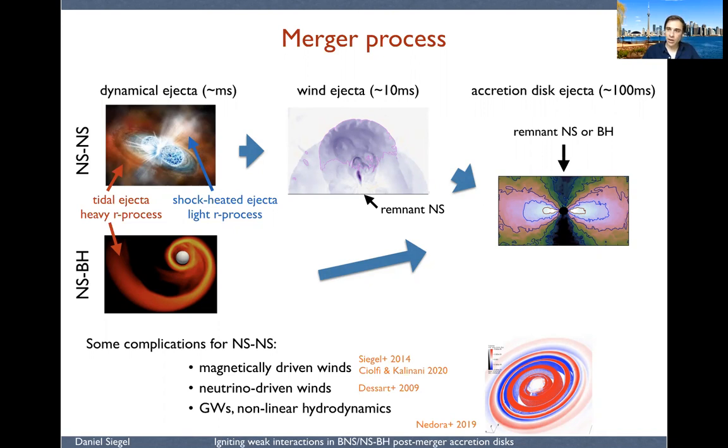What I'm really going to focus on today is the post-merger phase once things have settled down into more or less axisymmetric conditions. We're left with an accretion disk, some material that circularizes around the remnant, be it a neutron star or a black hole. For this talk, I'm going to focus specifically on a black hole, assuming that any potential neutron star remnant has already collapsed to a black hole.